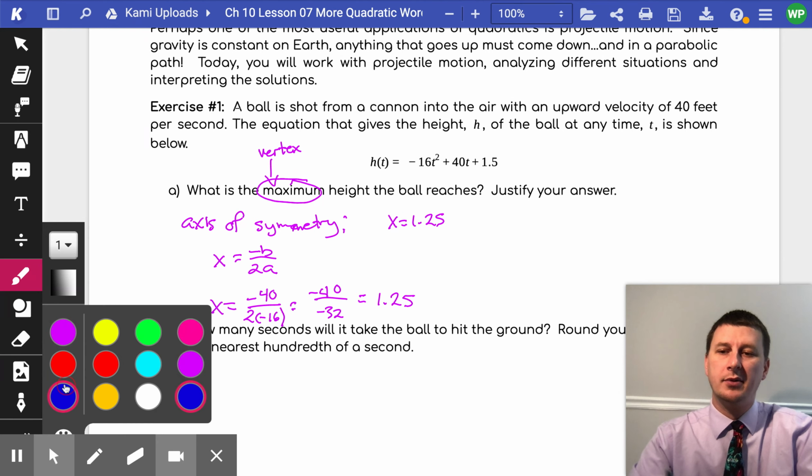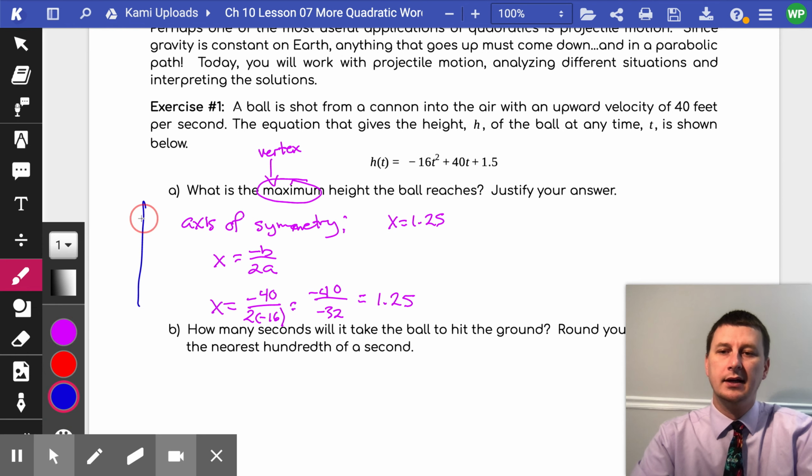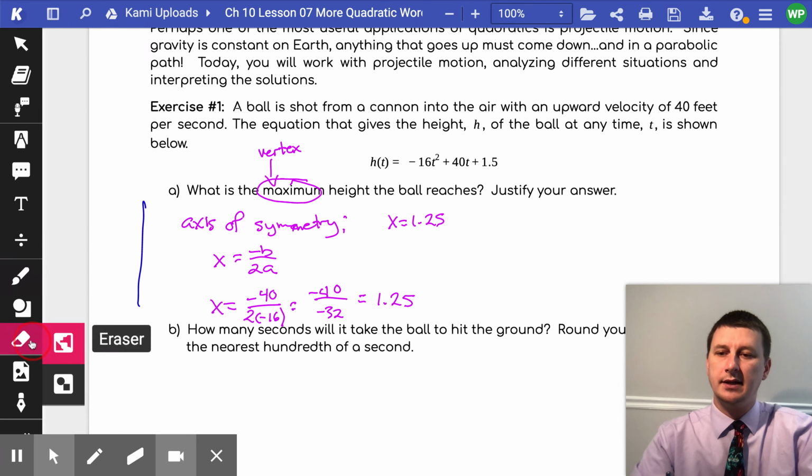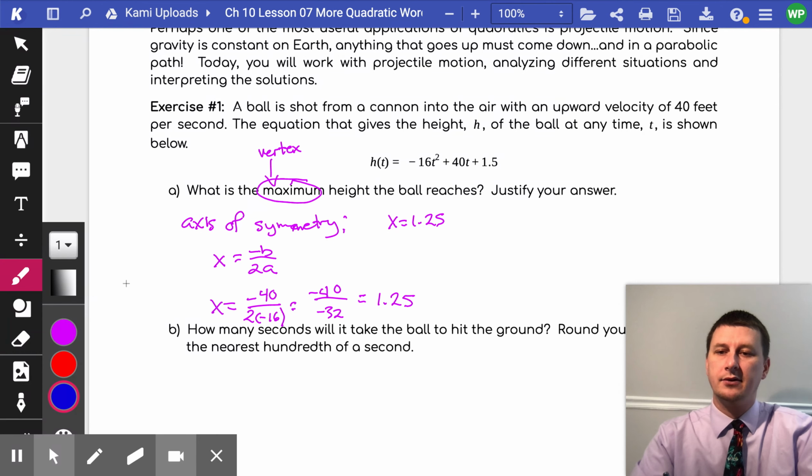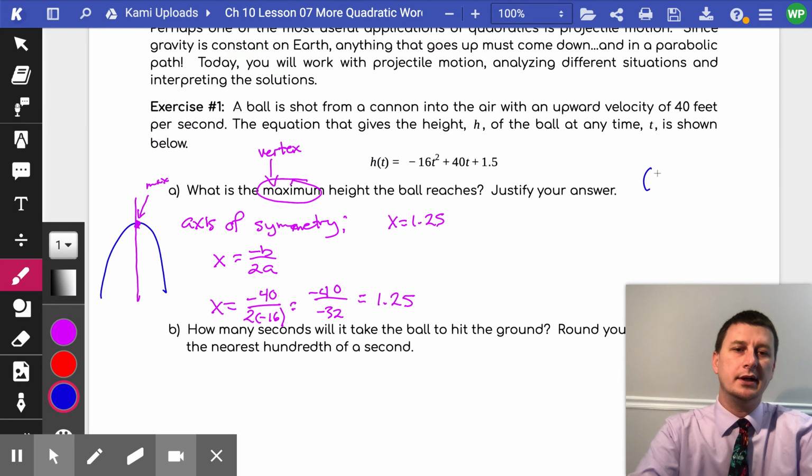So now we know our axis of symmetry is x equals 1.25, and the axis of symmetry cuts our parabola in half. Let's say that this right here is a graph of our parabola. Our axis of symmetry is going to cut it in half, and it's also going to touch the vertex, or the maximum in this case. So if we know that x equals 1.25, we actually know the x coordinate of our vertex.